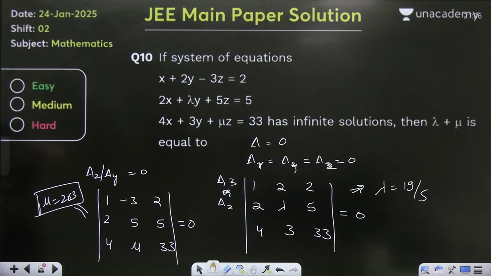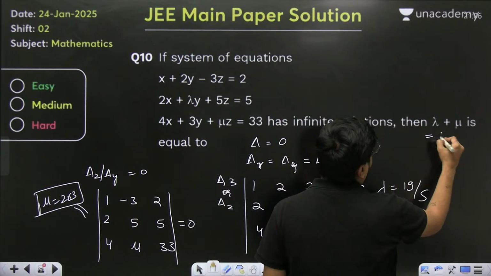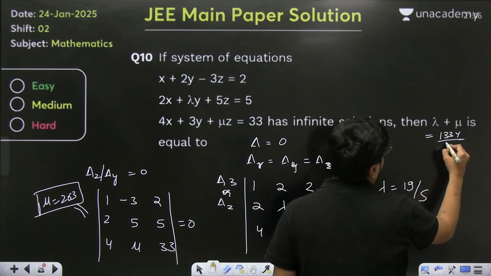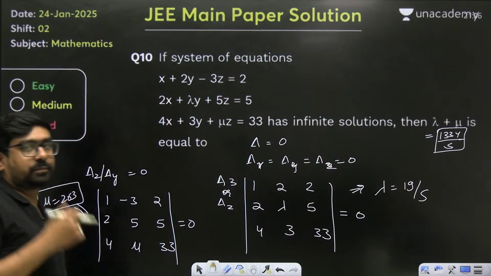So 263 is mu and lambda is equal to 19 by 5. So lambda plus mu will become 1334 by 5. Just check once. If this exactly is the question, then 1334 by 5 will be your answer. It must be there in the options.